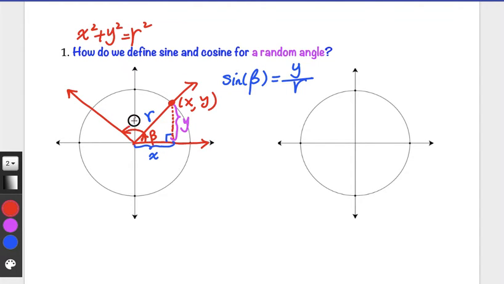Let's name this as theta. It's a much wider angle. Same thing: the terminal ray of this theta is going to intersect that circle at another point, which is (x, y), right?